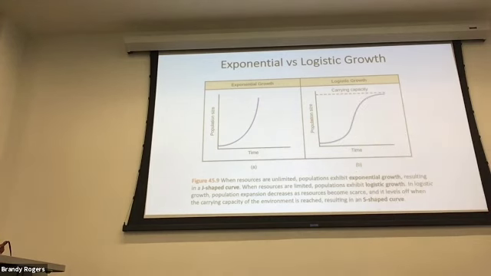Logistic growth curve is described as an S-shaped curve. You can clearly see that S, right? And look here, the dotted red line is labeled for you. What is it labeled?